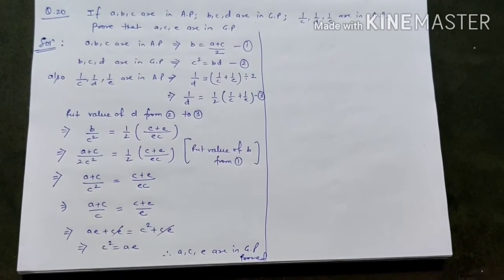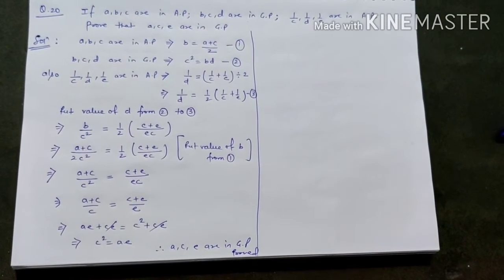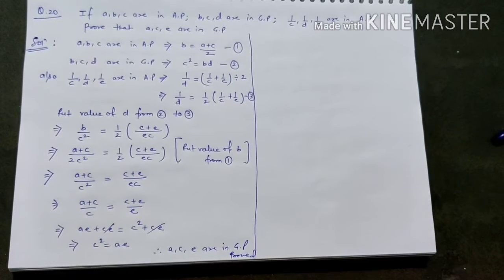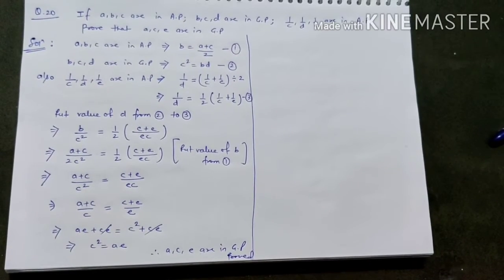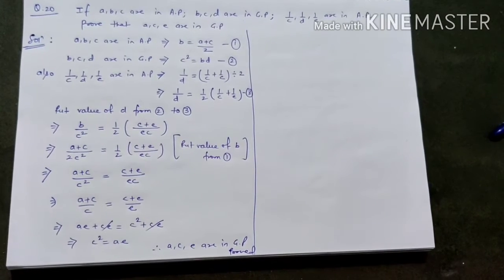Now in question number 20, a, b, c are in AP, b, c, d are in GP, and 1 upon c, 1 upon d, 1 upon e are in AP. We have to prove that a, c, e are in GP.